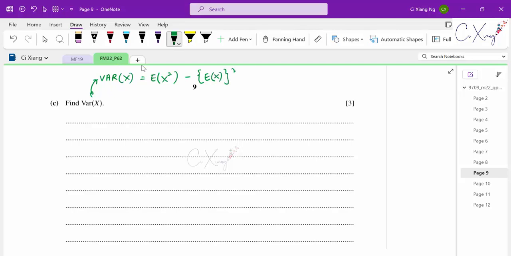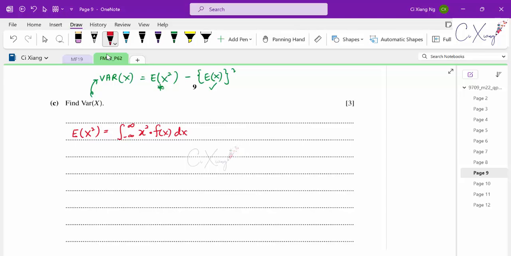I already have the value of the mean just now, right? They already tell us that the mean is equal to 2 in part A. So now we need to find the expected value of x squared first. How do we find the expected value of x squared? In general, you need to multiply x squared with the function f(x) before you integrate.